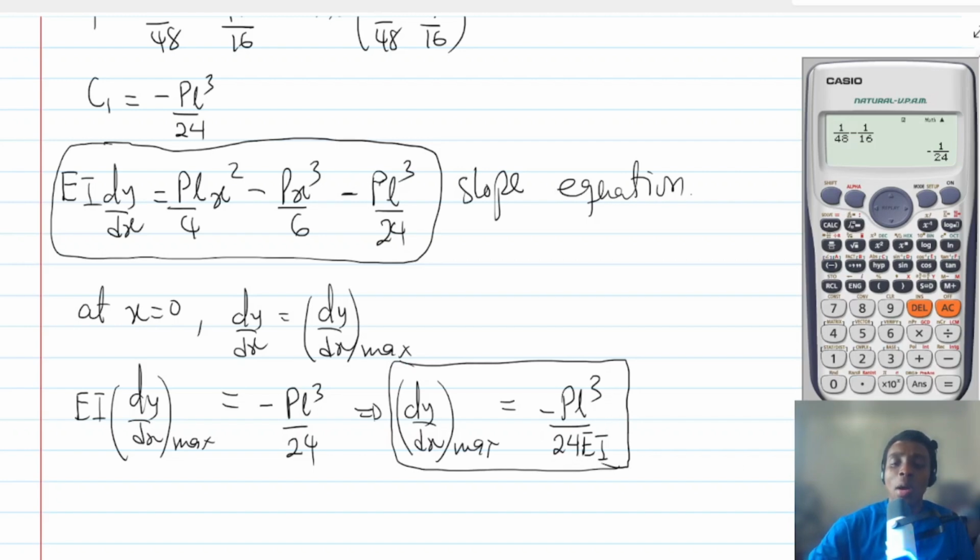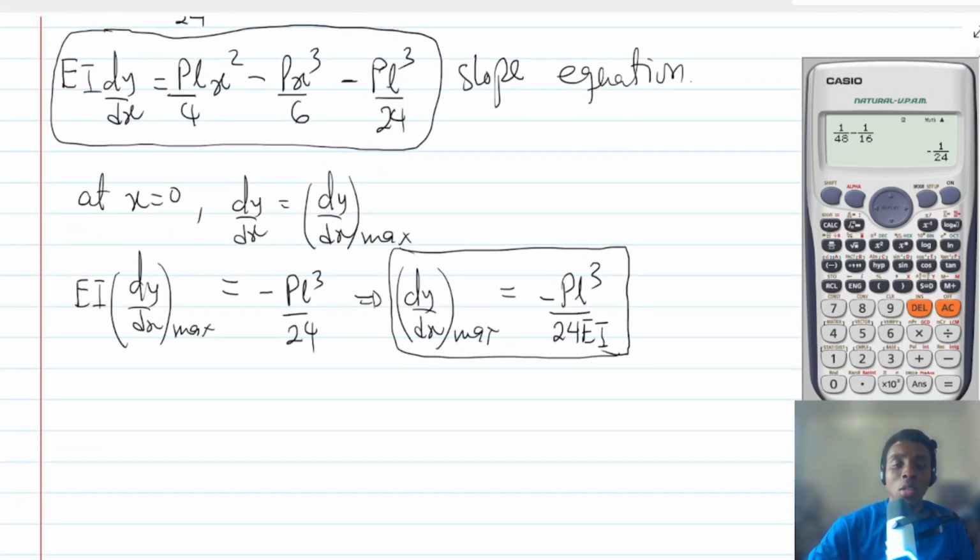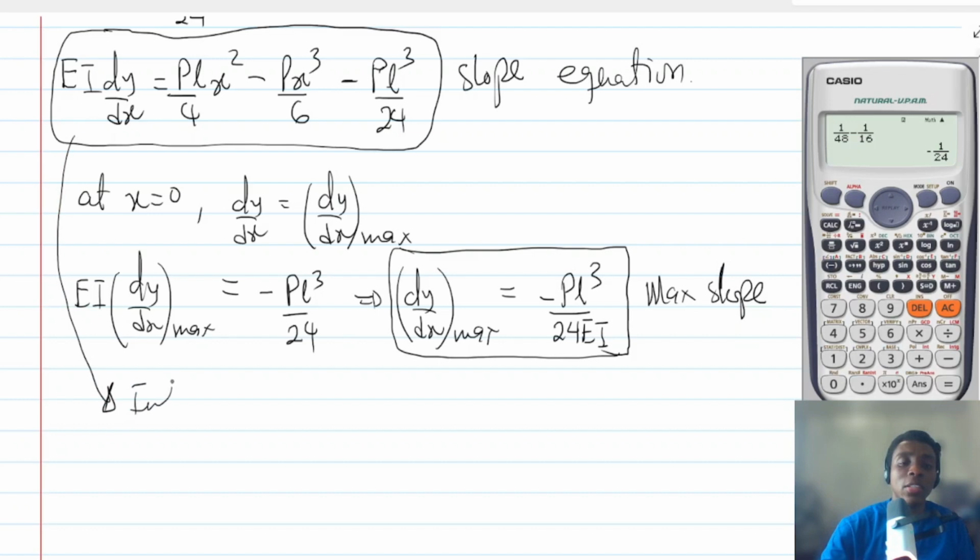All right, so we've got the maximum slope. Let's do the deflection and then the maximum deflection. So we will go back here into the slope equation and then integrate so that we will get the deflection equation. Now if I integrate the slope, I will get the deflection, which is going to be PL over 4.